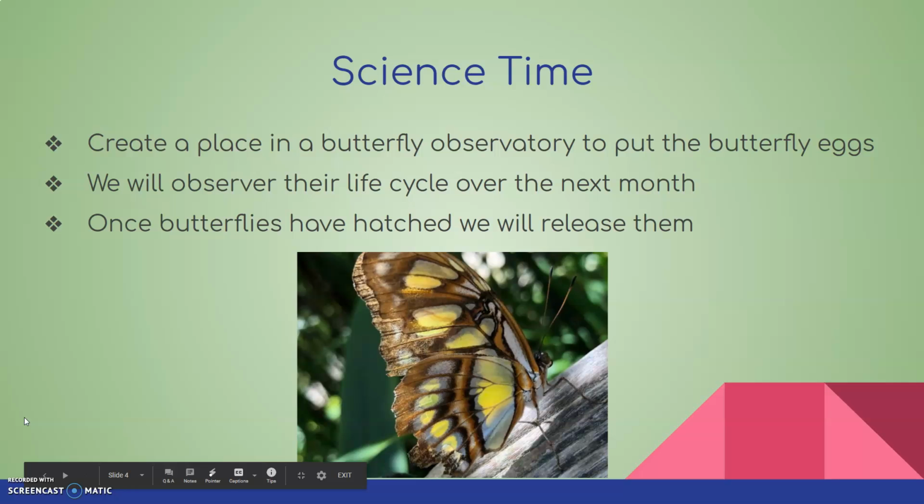Science time. So with my class, we would create a place in a butterfly observatory to put the butterfly eggs that we would get from outside of the school. We will be observing their life cycle over the next month. I would have my students throughout the day in certain groups go over to the butterfly observatory, taking their notebooks and writing down what they observe. And then once the butterflies have hatched, we would then release them.